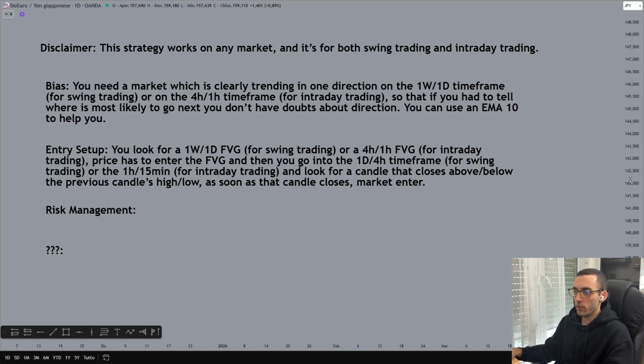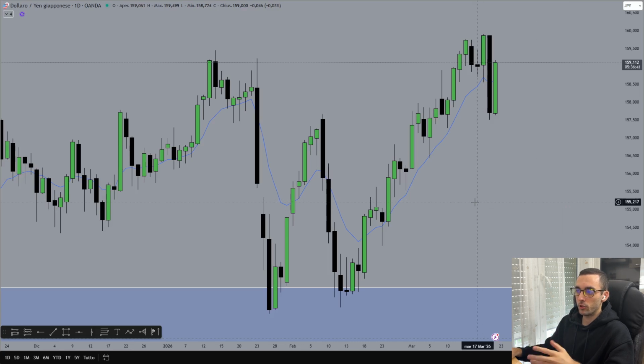And there, you will look for a candle that closes above or below the previous candle's high or low. As soon as the candle closes, you market enter. So that might sound a little bit confusing, but now I will show you some examples.